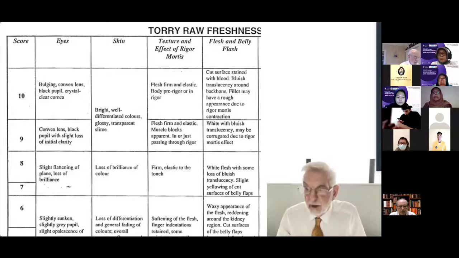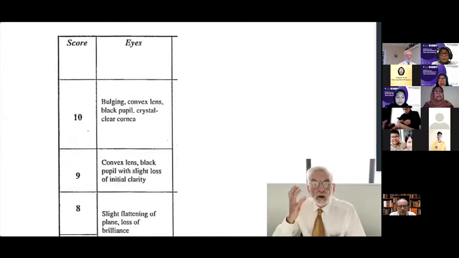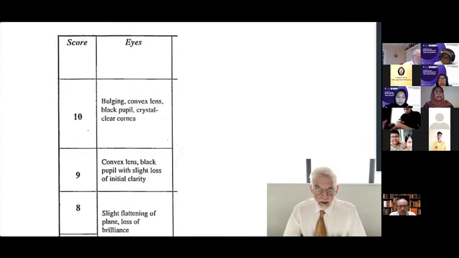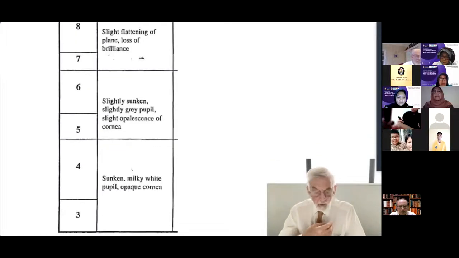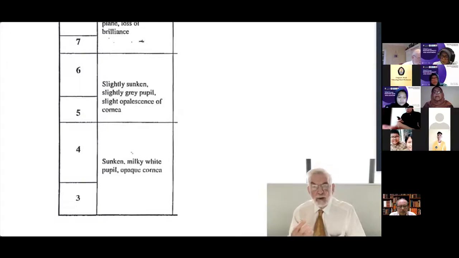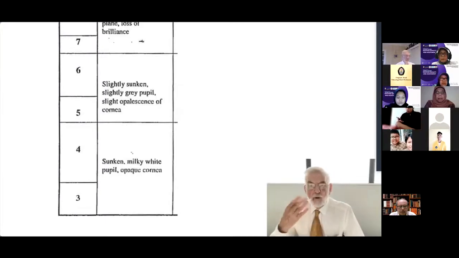So if we home in perhaps and look at the eyes, initially the eyes would be bulging, convex, black pupil, absolutely crystal clear cornea. And this then changes slightly as it goes through. If we jump down to number 8, it is flattening. It is losing its brilliance. It deteriorates even more. It becomes slightly sunken. The pupil becomes grey, and the cornea becomes opalescent, not clear. And when it's not acceptable, it is sunken, a milky white pupil, opaque cornea, obviously not very good.